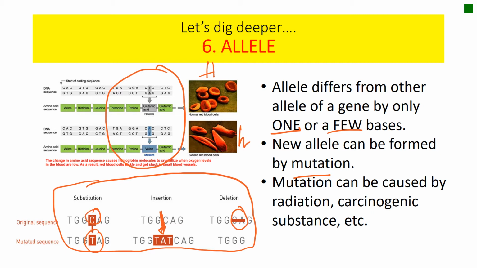So what causes mutation? I hope you still remember chapter 1. Mutation can be caused by smoking, because smoking has carcinogenic substances. And also later in this chapter you will learn about radiation in the incident of Hiroshima and Nagasaki in 1945, which also caused cancer. So an allele differs from another allele of a gene by only one or a few bases.